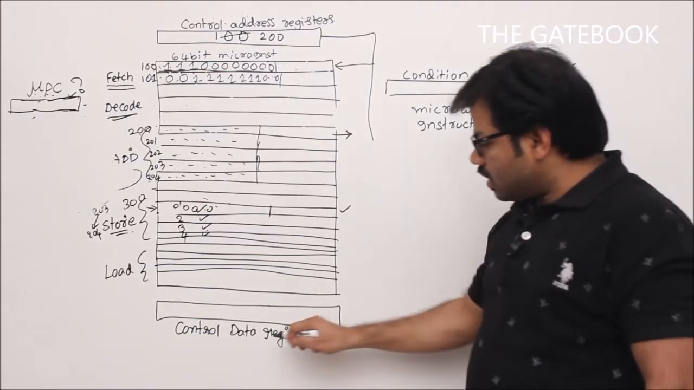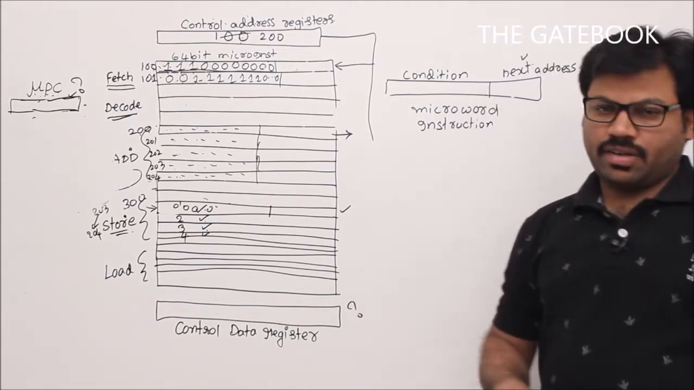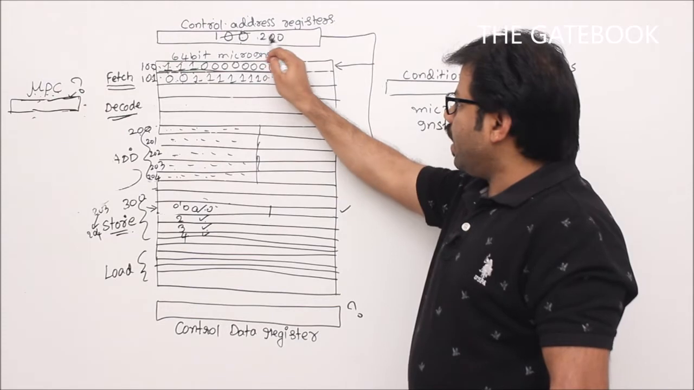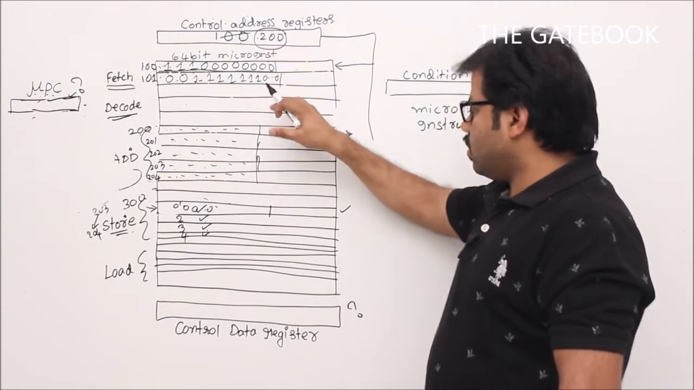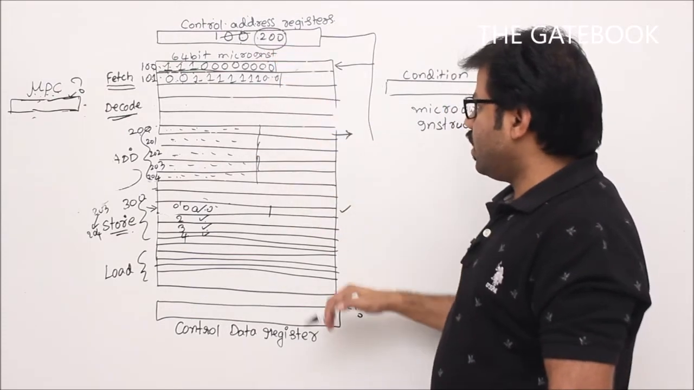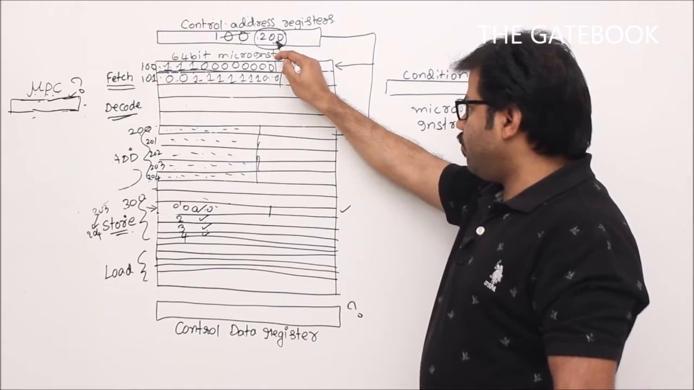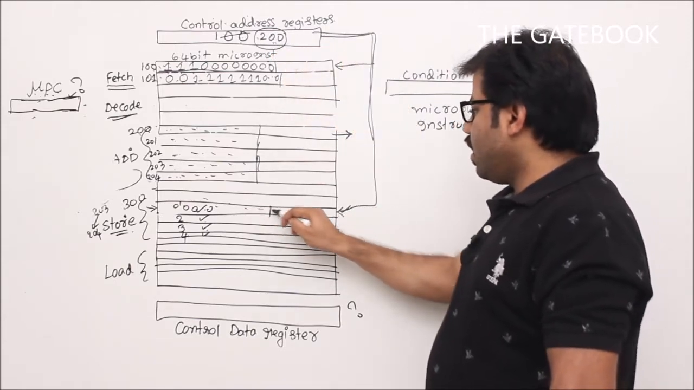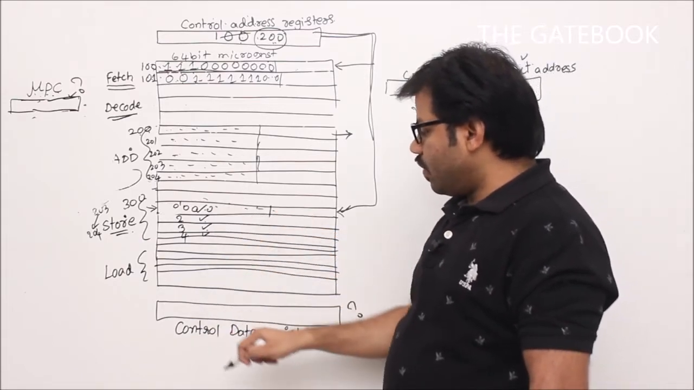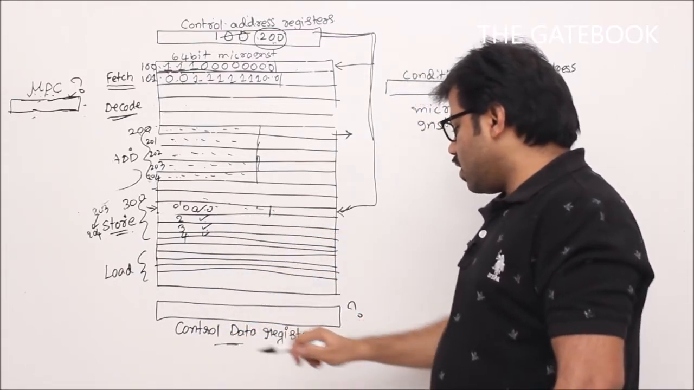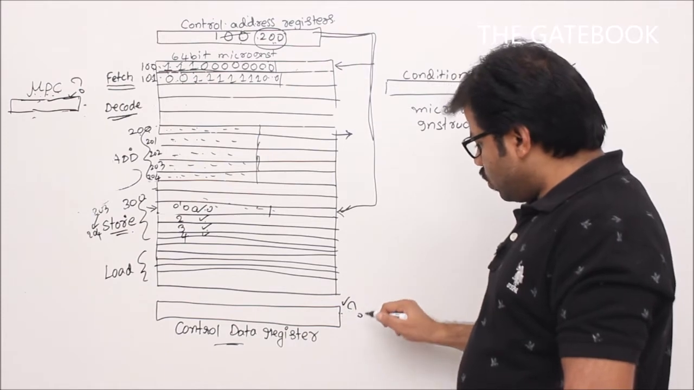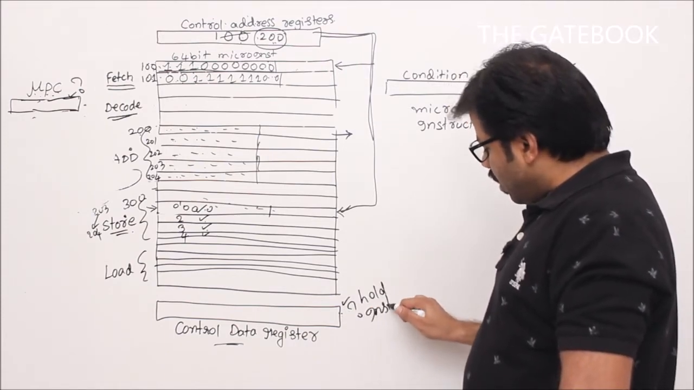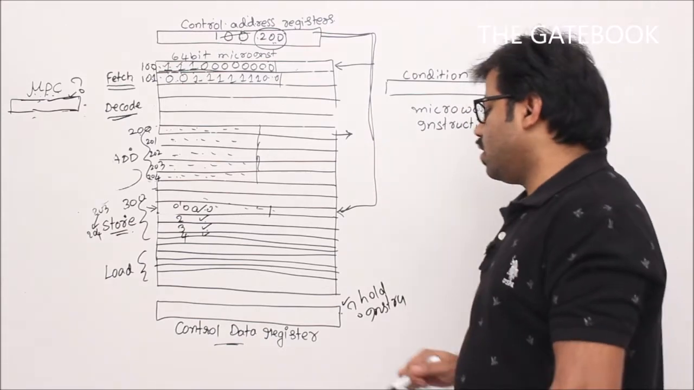Second one, sir, what is this control data register? I'll explain. Whenever you specify any address in the control address register, this memory can be designed in such a way that whenever some address is specified, automatically the appropriate data will be selected and automatically transferred to this control data register. So this control data register is used to hold the instruction which currently you are processing.